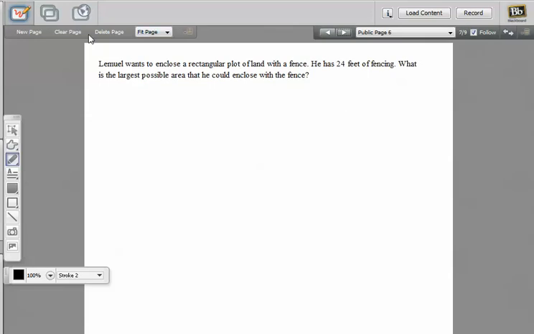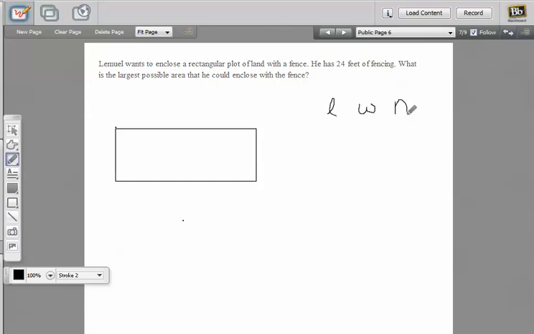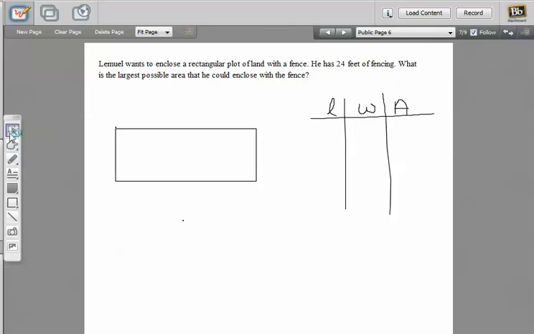Lemuel wants to enclose a rectangular plot of land with a fence. He has 24 feet of fencing. What is the largest possible area he could enclose with the fence? So a picture will help with this one. So let's draw that rectangular fence and our different options for the length, the width, and then the total area. So let's just assume that we start with the length of 1. I just do a 1.